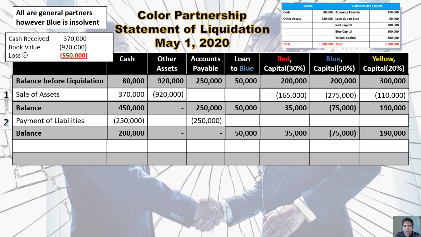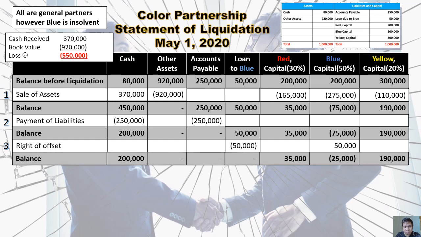So to eliminate the deficient capital of Blue, since general partner yan, hindi po pwede yung absorption agad. So check muna natin kung meron po tayong right to offset. Since meron tayong loan to Blue, ang next procedure natin is right to offset. So magkakaroon po tayo ng right to offset which is 50,000 pesos. Ililipat lang natin yan sa liability to capital account ni Blue. So meron tayong 50,000 pesos. The balances after the right of offset: 200 na ang cash, loan to Blue 0, Red capital 35,000, si Blue negative 25,000, Yellow 190,000. As you noted, still si Blue capital deficient pa rin siya ng 25,000.